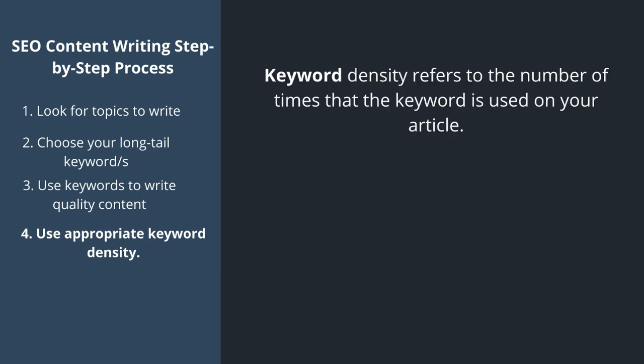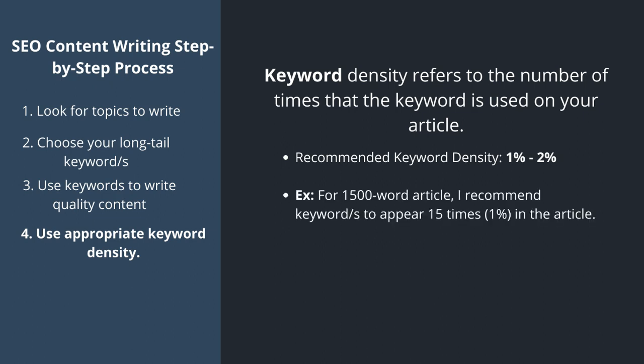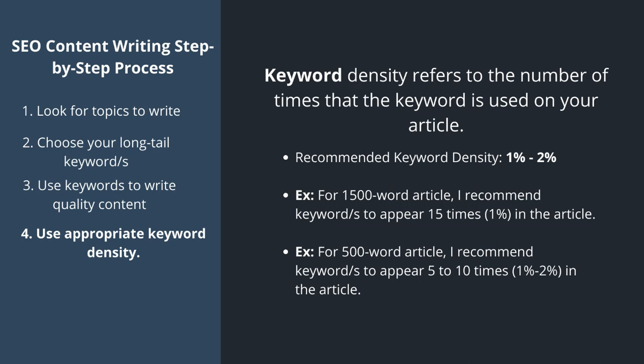So keyword density refers to the number of times that the keyword is seen in your article. More or less, I recommend using 1% to 2% keyword density for your keywords, depending on the length of the article. So let's say you have a 1,500 word article. I think it will be safe for you to use one keyword 15 times, which is 1% of the 1,500 word article. On the other hand, if you have a 500 word article, then using the keyword 5 times to 10 times should be fine. So that is like 1% to 2% keyword density.